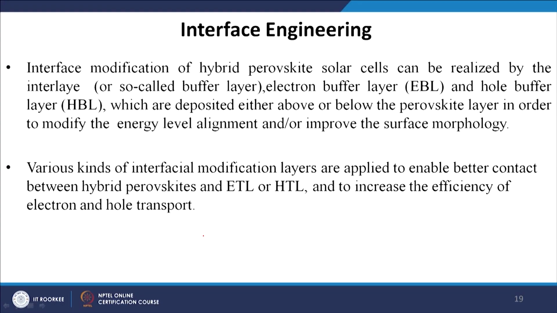Interface modification of the hybrid perovskite solar cell can be realized by the interlayer, the so-called buffer layer: the electron buffer layer EBL and the hole buffer layer HBL, which are deposited either above or below the perovskite layer in order to modify the energy level alignment and to improve the surface morphology. Various kinds of interface modification layers are applied to enable better contact between hybrid perovskite and ETL or HTL and to increase the efficiency of the electron and hole transport.